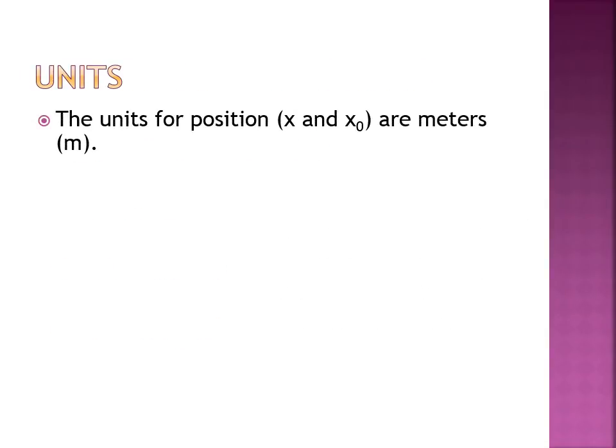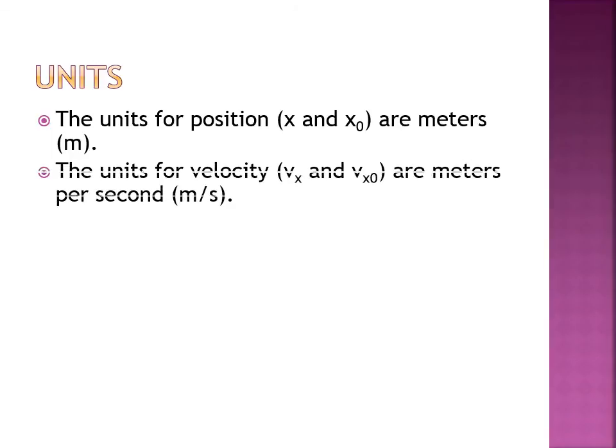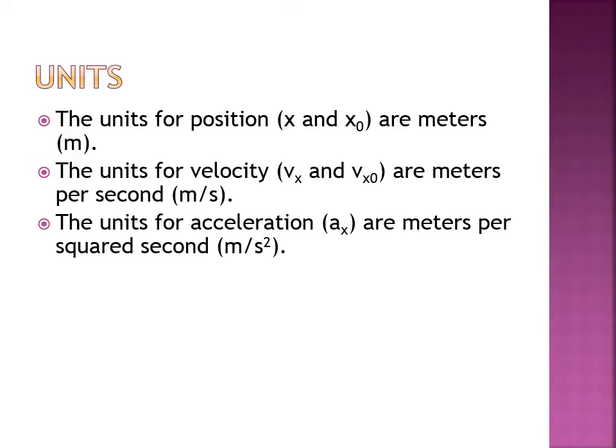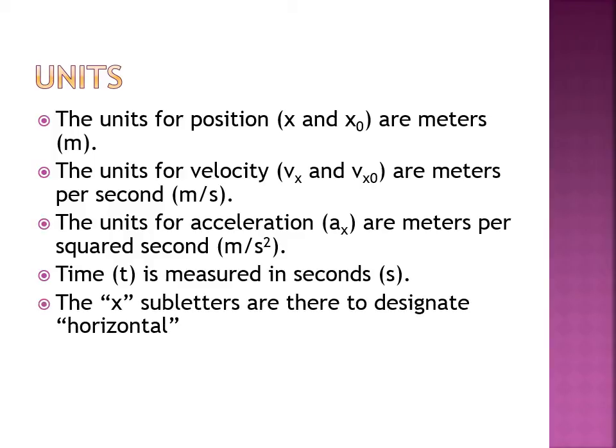Units: position, just like before, is in meters. That's the standard unit. Velocity is still in meters per second for either the initial or the final velocities. And the units for acceleration are meters per second squared, as previously stated. Time will always be in seconds. And those X subletters next to velocity and acceleration stand for it being horizontal. We'll later on talk about vertical acceleration, which is gravitational stuff. We'll get there. Right now, just think of it as horizontal stuff.